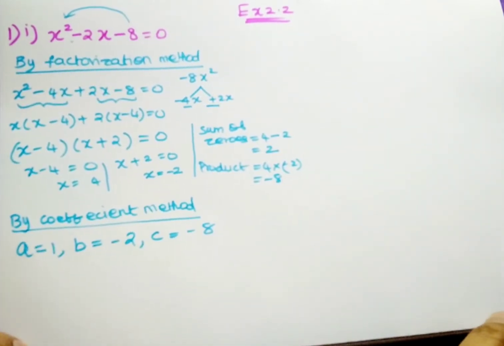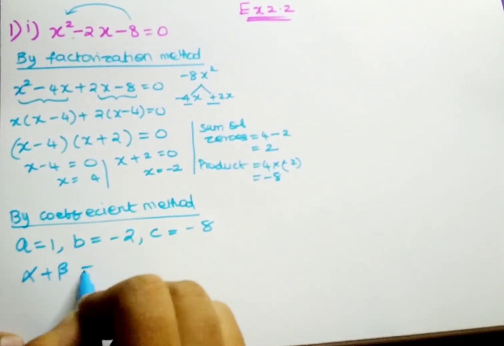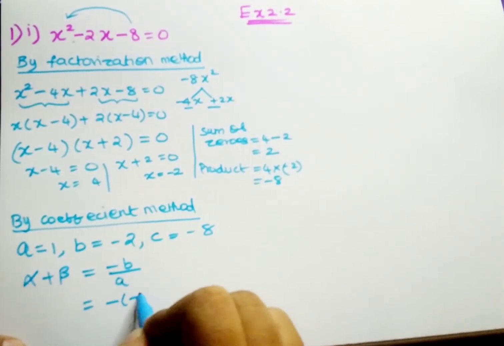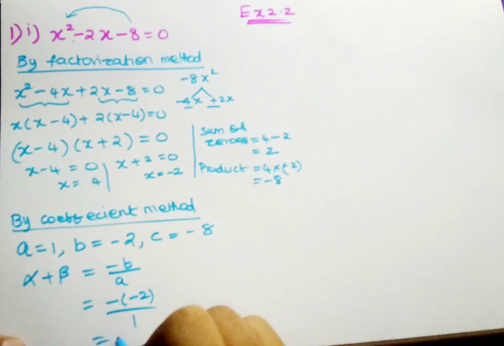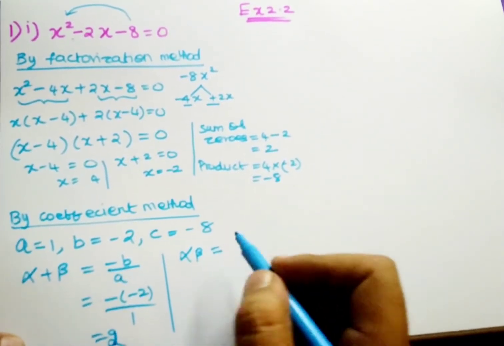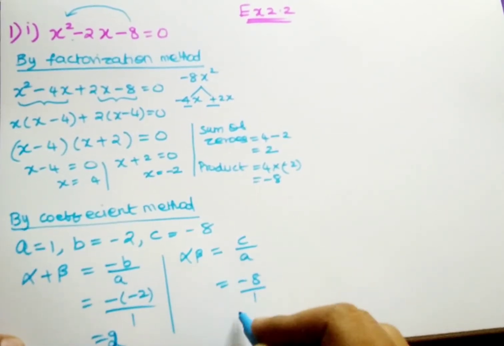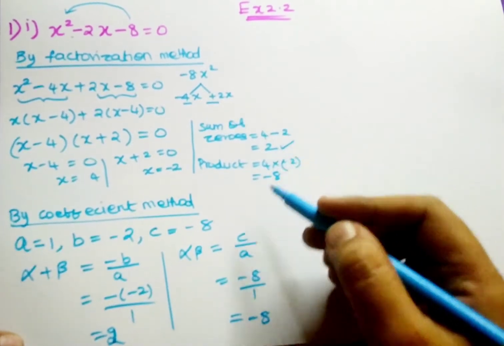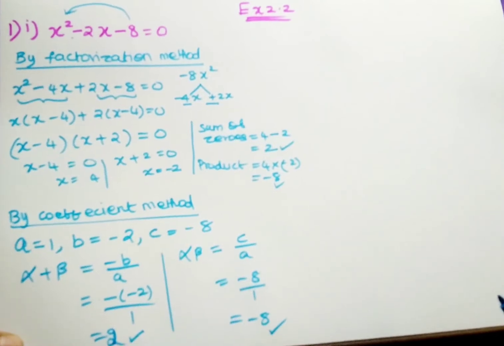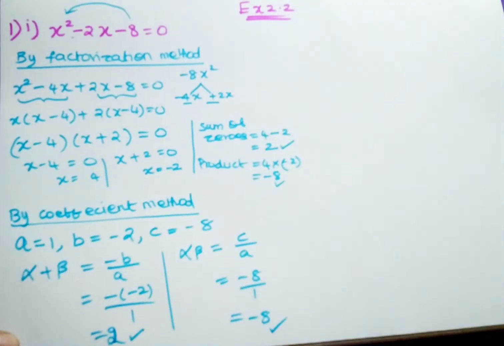And we know the formula for the sum of zeros. Either you can write sum of zeros or alpha plus beta. The formula is minus b by a, that is minus of minus 2 by 1, minus into minus, it is plus 2. And the product of zeros or alpha into beta is c by a, that is minus 8 by 1, minus 8. So we get the sum of zeros as 2 and the product of zeros as minus 8. Therefore, the relationship is verified for the question x square minus 2x minus 8.